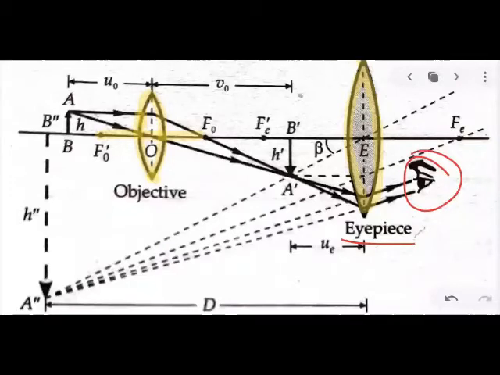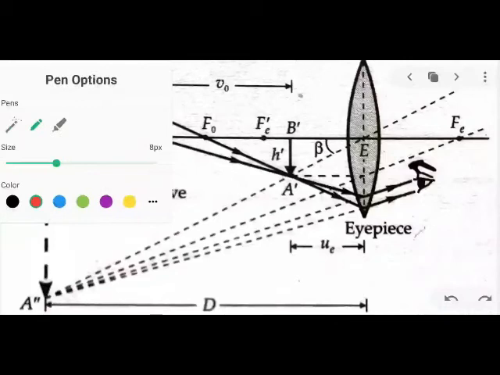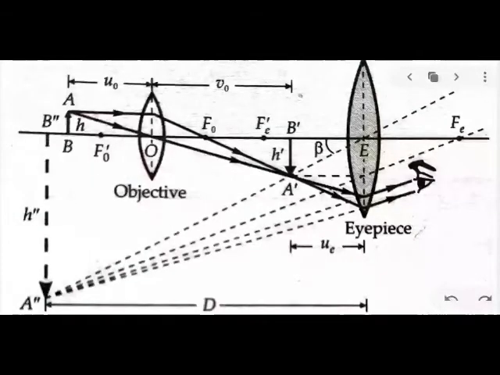Fine. Now let us understand the working of the compound microscope. Let us see how the image is formed. Let us first consider the objective. I'll use blue color. Your objective has a focal length F0 and a principal focus F0 dash. Now an object AB is placed in front of your objective.